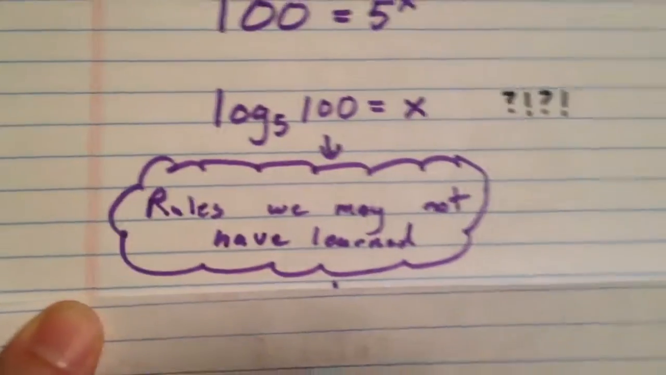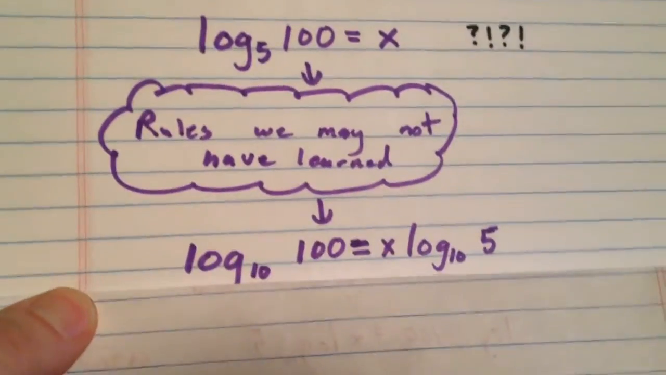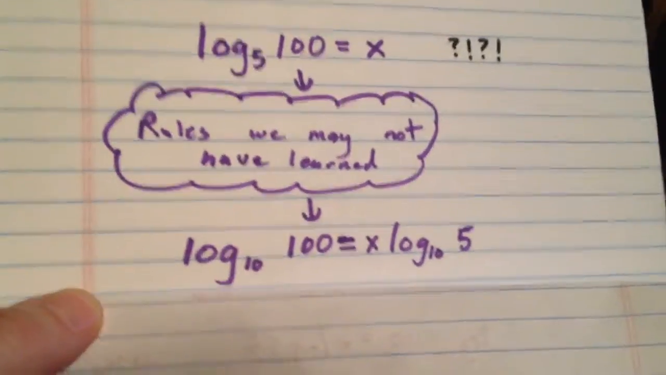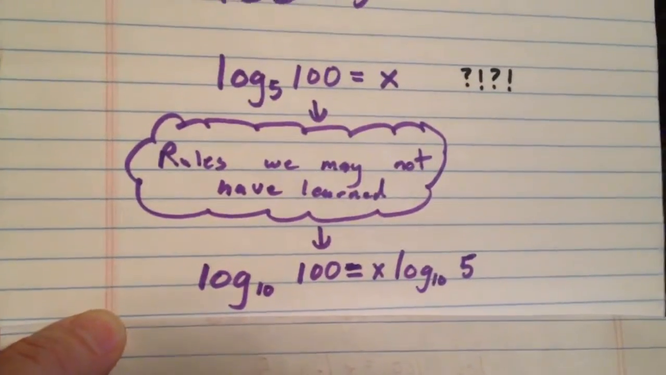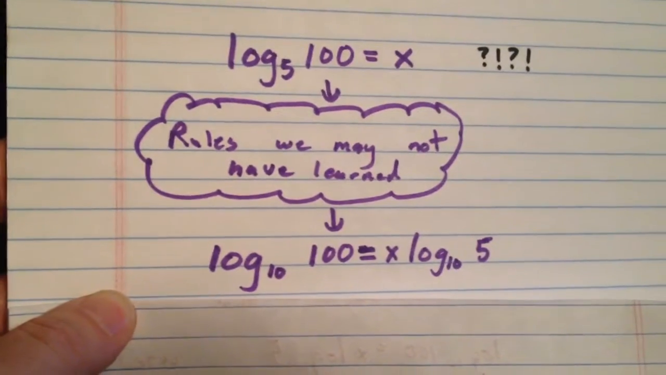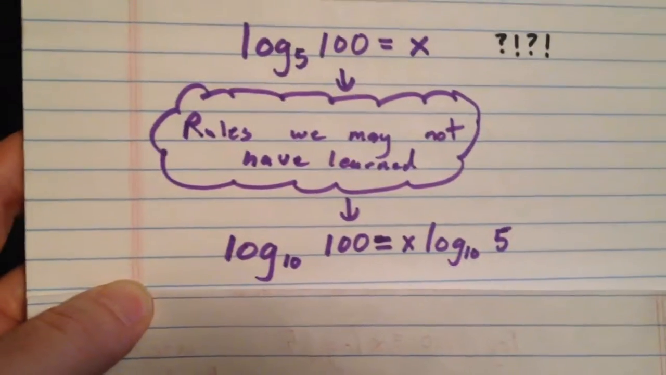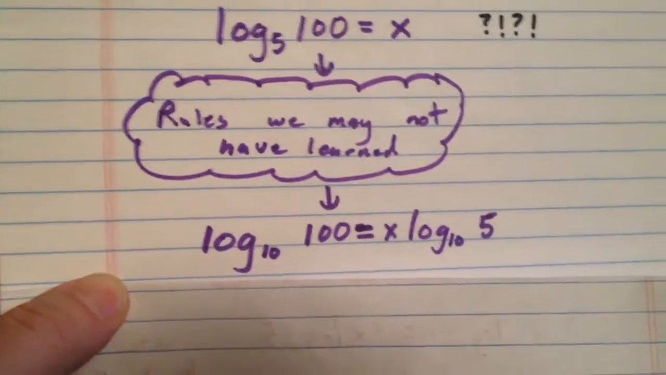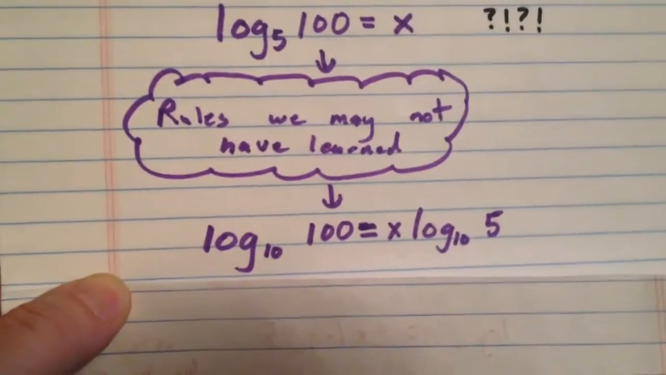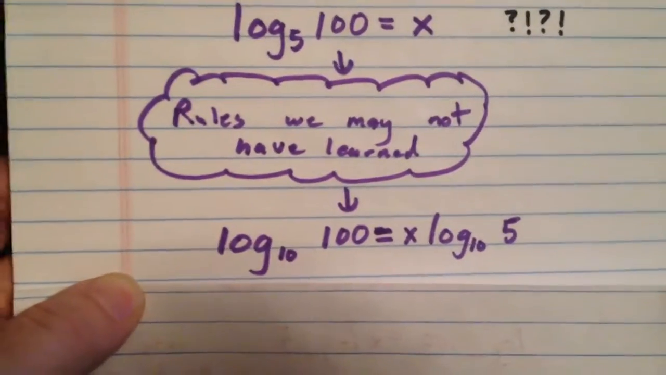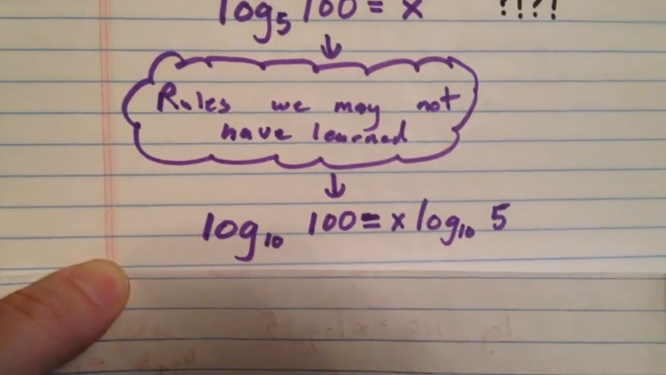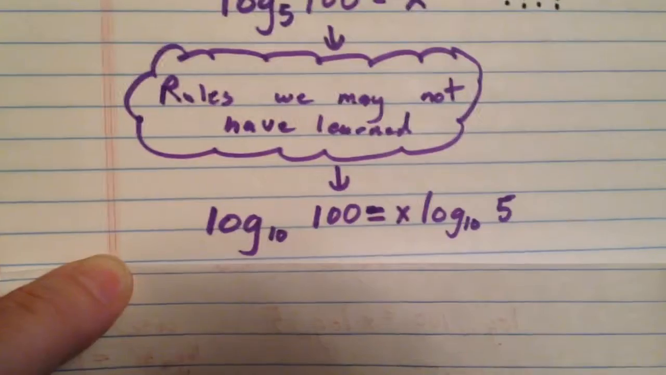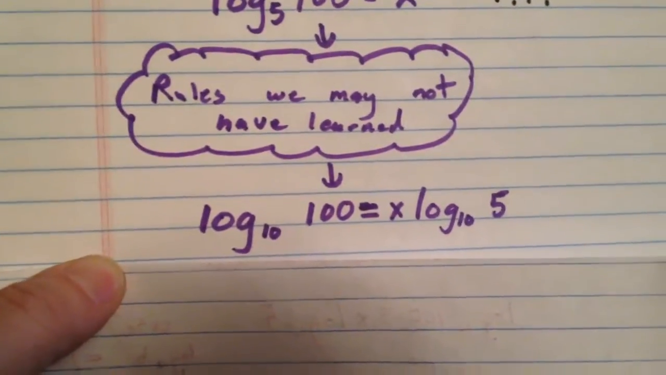So using some rules we may not have learned, one thing we could do is just take the log of both sides. We can take the log of both sides and get log 10 of 100 equals log 10 of 5 to the x. And then the x can actually come out front. And this is a property we may not learn, but this is an equivalent form. So essentially I'm just taking the log 10 of both sides, and then one way I can manipulate that is the x will just automatically come out front of that side.